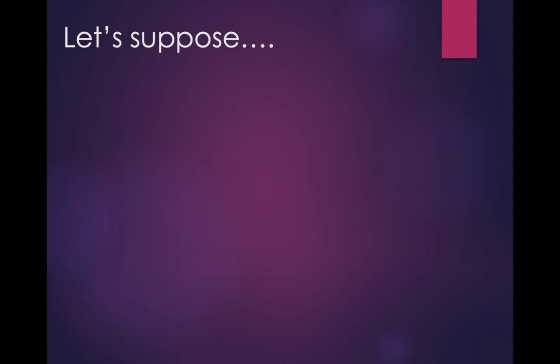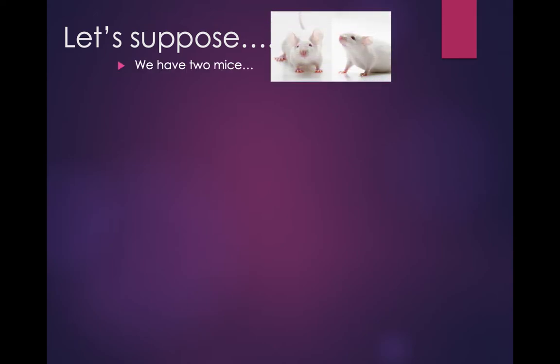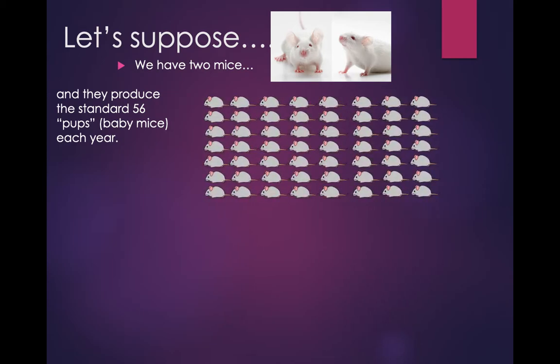Let me give you a situation here. Let's suppose we have two mice. Look, they're so cute. Two little white mice. And let's suppose they produce the typical 56 mice offspring. Okay, on average, that's what they have per year. So there are our 56 babies from mom and dad mouse there.